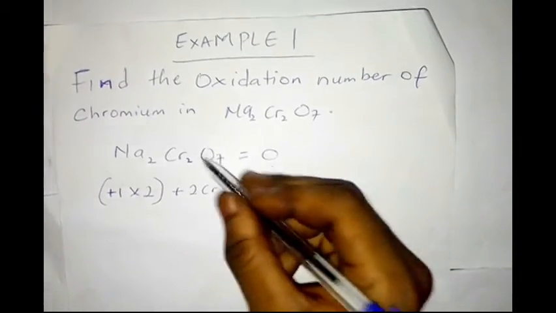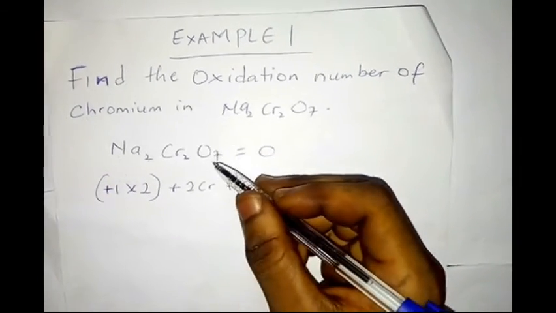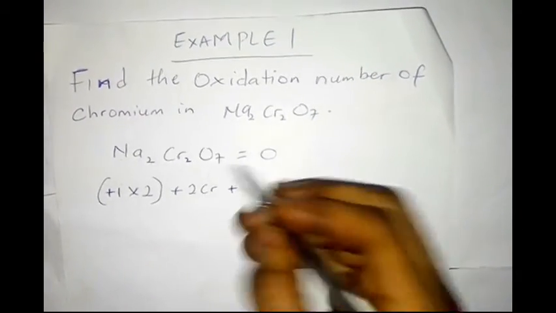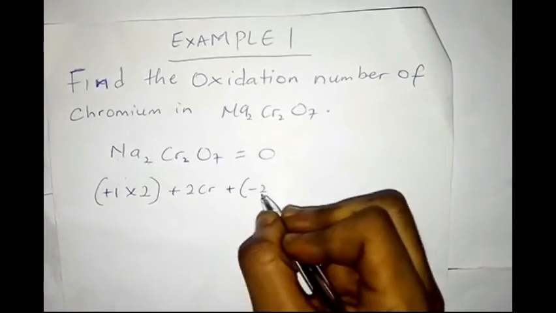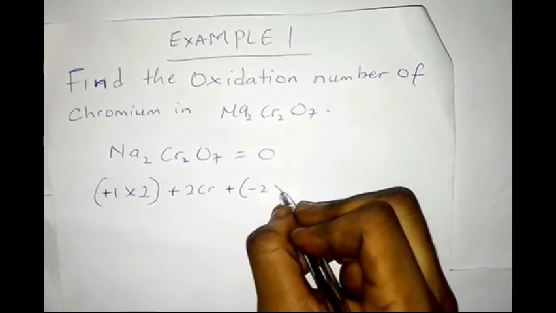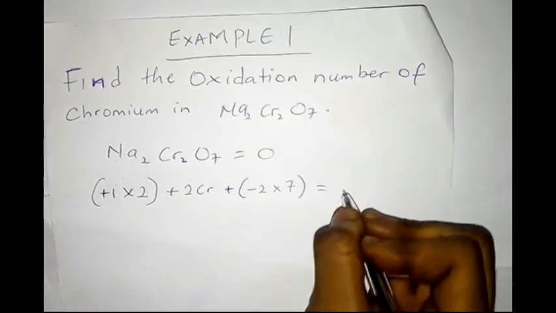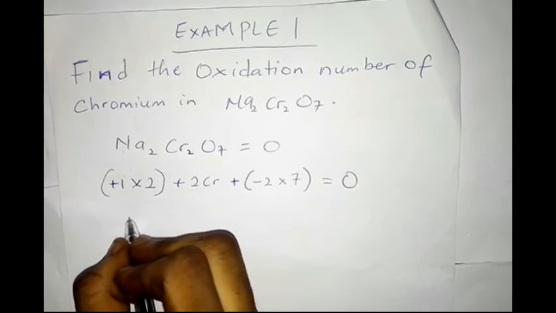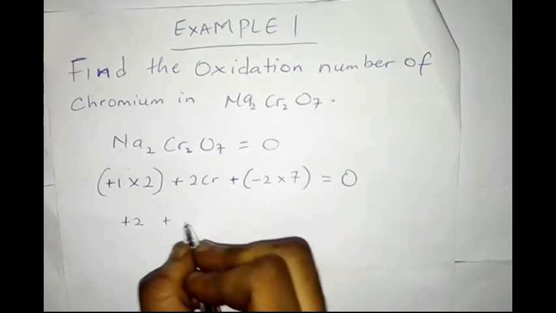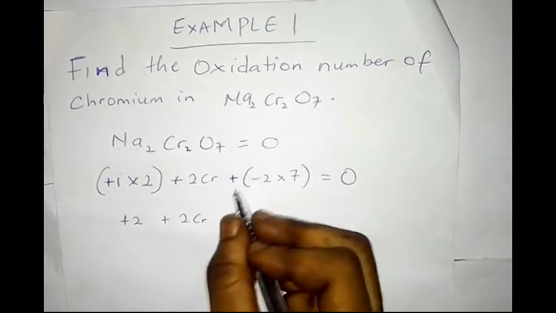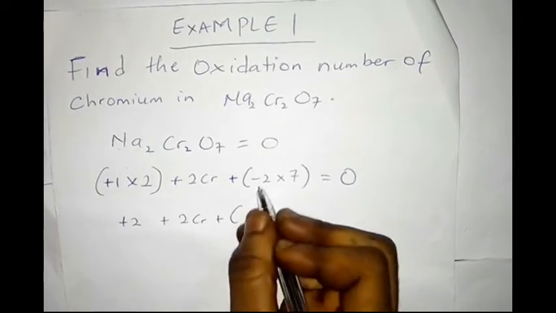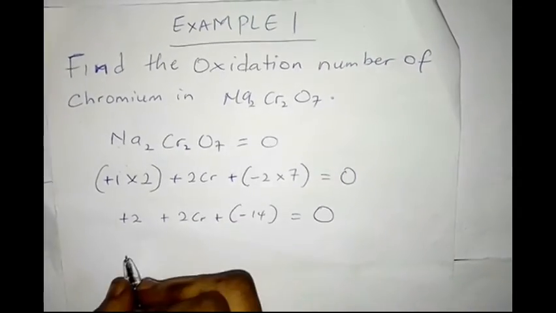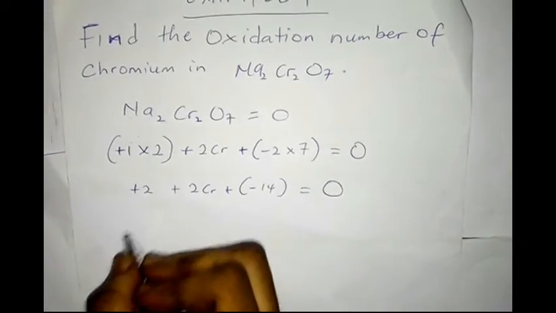Remember that the oxidation number of oxygen is usually what? -2, except in peroxide. But now we are not having peroxide, so we are going to use -2. Then how many atoms of oxygen do we have? 7. Multiplied by 7, then everything is equal to 0. Plus 1 times 2, that will give us +2, plus 2Cr, plus -2 times 7, that's -14, is equal to 0. Now, we can now collect like terms.